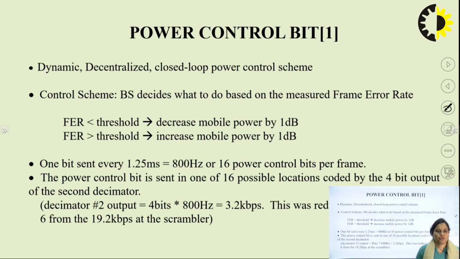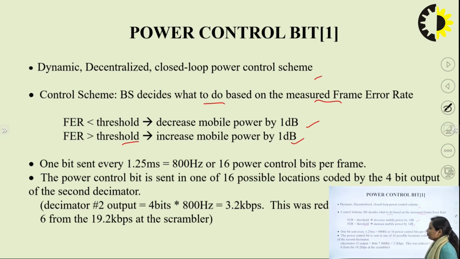Next one is the power control bit. It is a dynamic, decentralized, closed loop power control scheme. In this control scheme, the base station decides what to do based on the measured frame error rate. When the frame error rate is less than the threshold, it decreases the mobile power by 1 dB, and when the frame error rate is greater than the threshold, it will increase the mobile power by 1 dB. So, that is the main concept of the frame error rate.